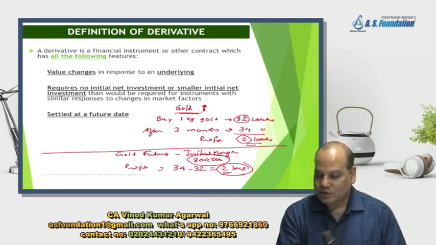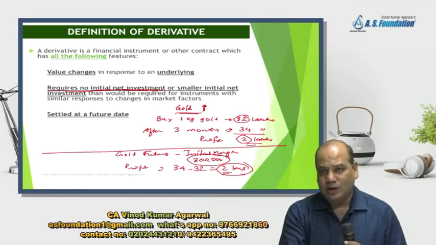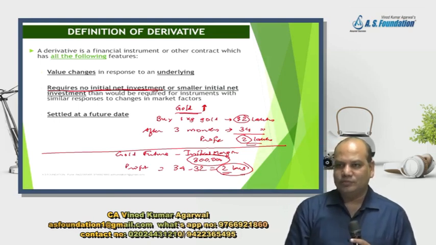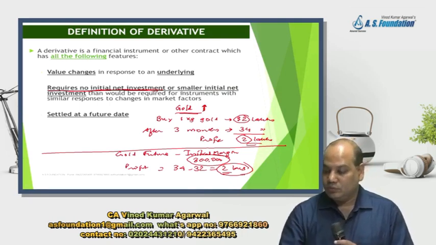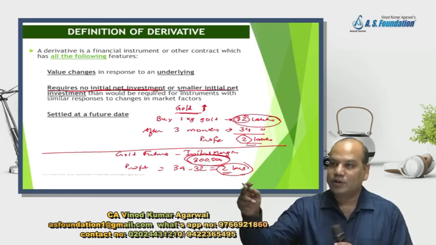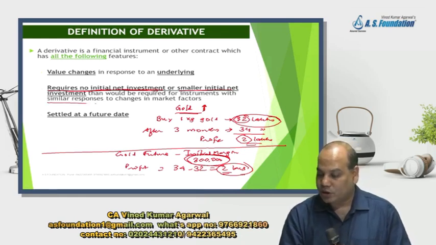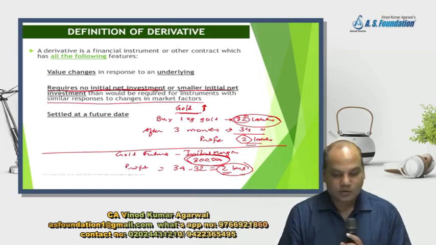So this justifies this line: requires no initial net investment. Sometimes no initial net investment. For example, you go to a bank and say, I want to enter into a forward contract with you. I want to sell $5,000 after 1 year. So they may sign a forward contract. They will charge some charges which are very negligible, very low. Or a smaller initial net investment, 3 lakh here, compared to what you have to invest to buy physical 1 kg gold to earn the same amount of profit. And that would be required for an instrument with similar responses to changes in market factors.